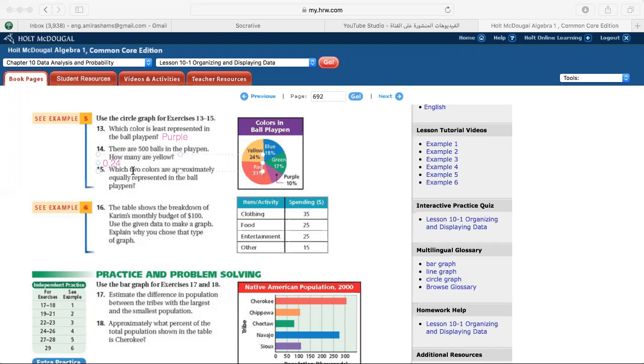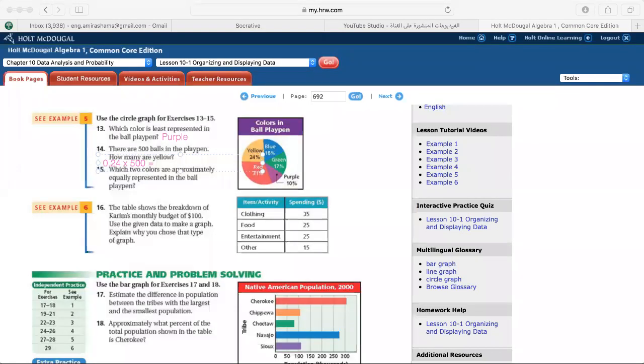Now I have the number. This is the number of yellow from the 500 balls. If I multiply 0.24 by 500, I will get the answer. 0.24 is the percent of yellow balls out of 500 balls. And "of" means I'm going to multiply.